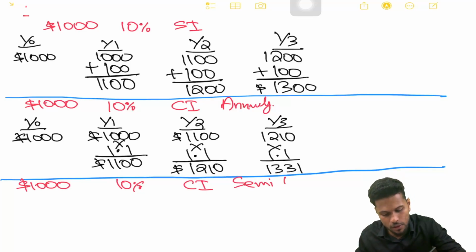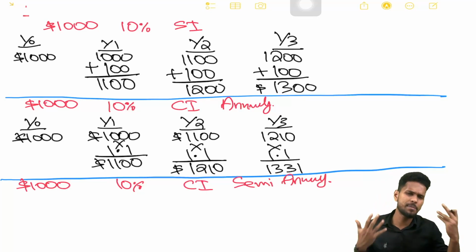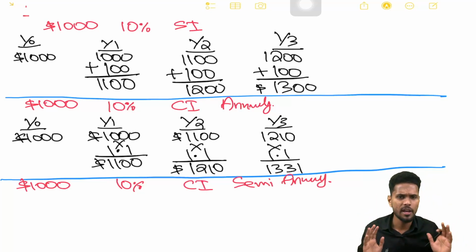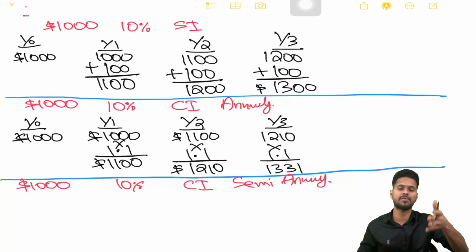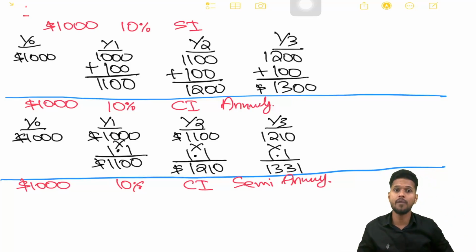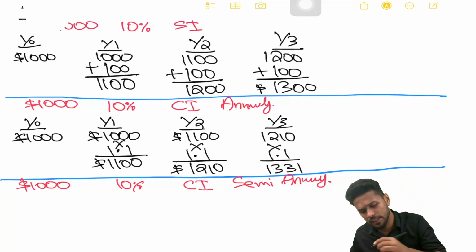Half yearly means semi-annually. Compounding can be done annually, semi-annually, quarterly, monthly, or any other way. So here I'm taking it in a semi-annual way. Semi-annually means every 6 months. After every 6 months you are doing the compounding. Half year. So listen, everybody. All of you listen here very well.